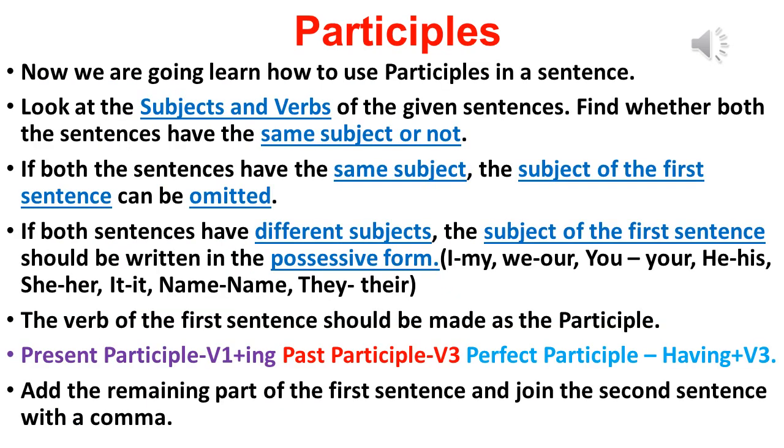Now, we are going to learn how to use participles in a sentence. First, look at the subjects and verbs of the given sentences. Find whether both the sentences have the same subject or not. If both the sentences have the same subject, the subject of the first sentence can be omitted. If both the sentences have different subjects, the subject of the first sentence should be written in the possessive form.